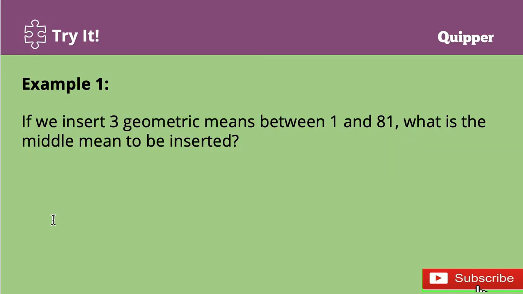For example, if we insert 3 geometric means between 1 and 81, what is the middle mean to be inserted? In this problem, there are 3 geometric means, but we will find the middle mean that is going to be inserted.